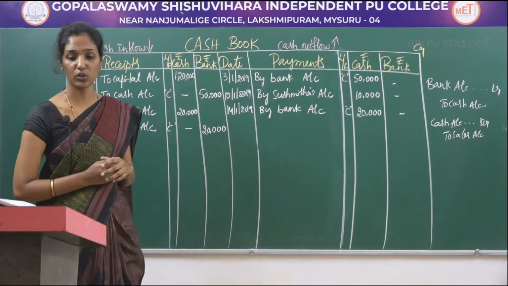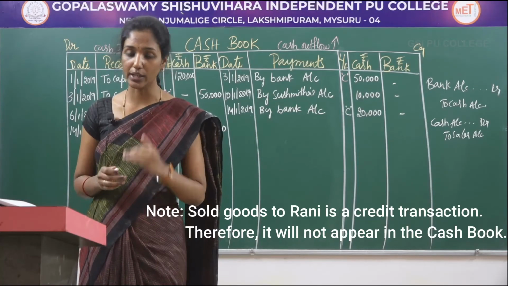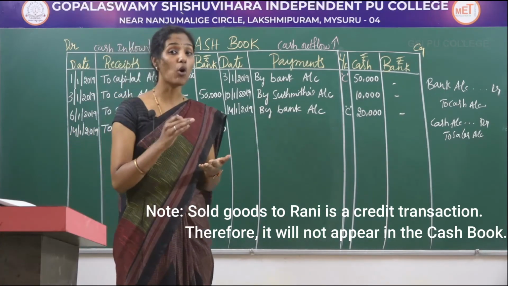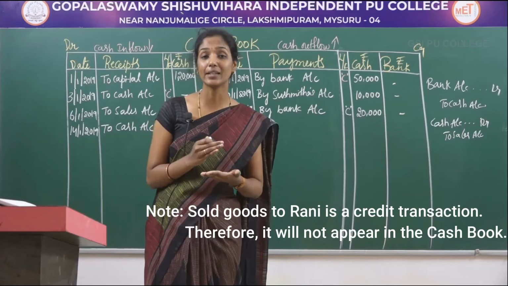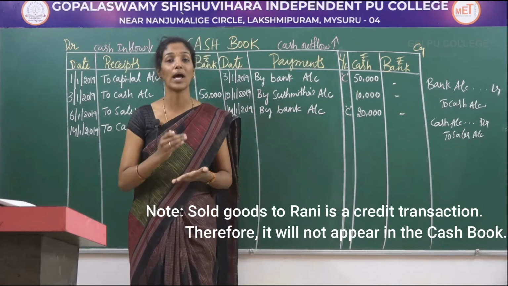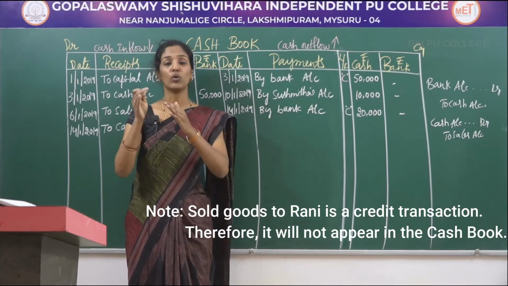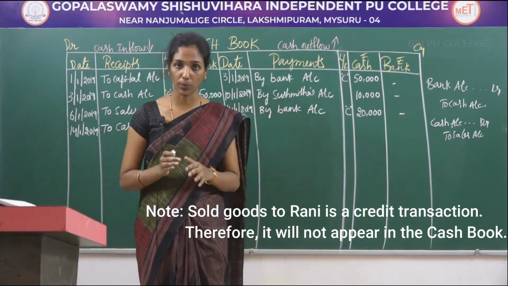And the next transaction is 18/1/2019 sold goods to Rani rupees 12,000. This is also considered a credit transaction. All the credit transactions must be ignored while preparing the cash book. While preparing the cash book, you must ignore credit transactions.